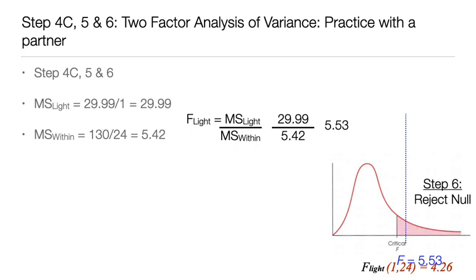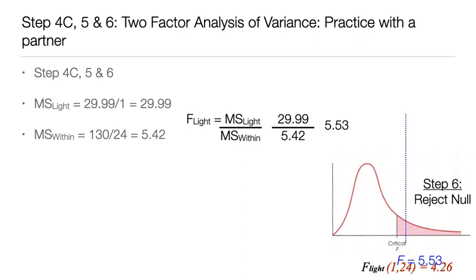We'll divide that by our mean squared within. Again, that's 130 divided by 24. That gives us 5.42. So 29.99 divided by 5.42 equals 5.53. This is more extreme than our cutoff of 4.26, so we will reject the null.